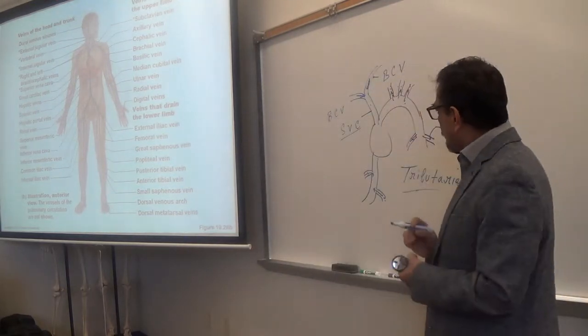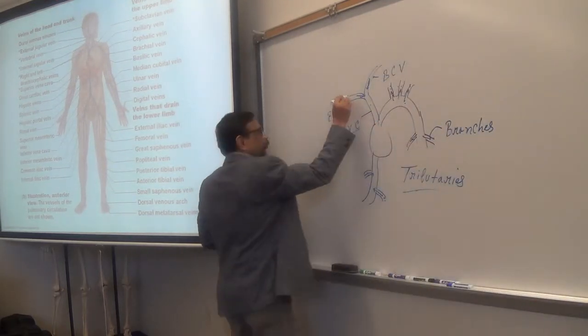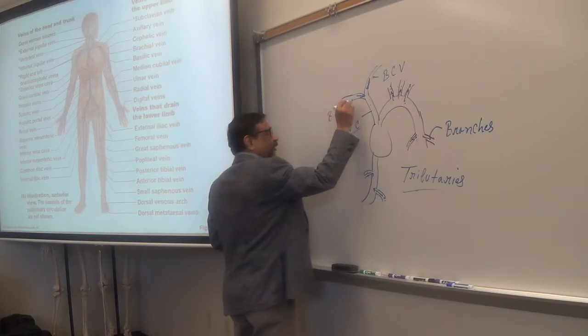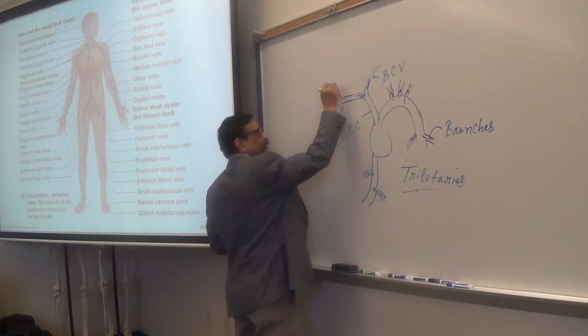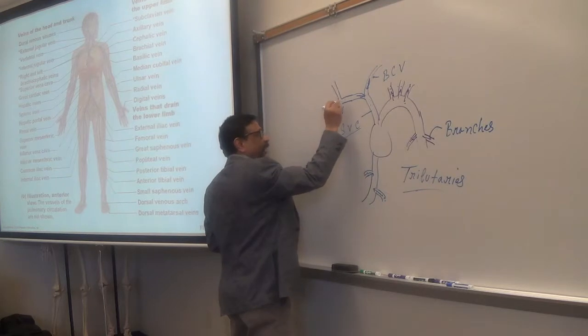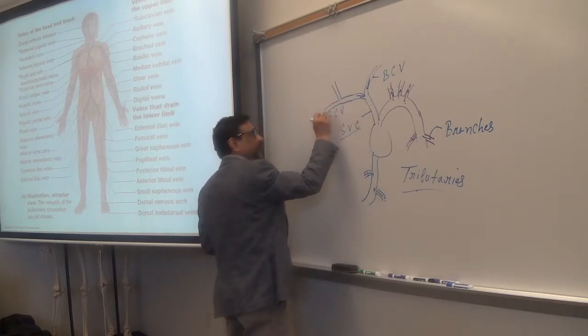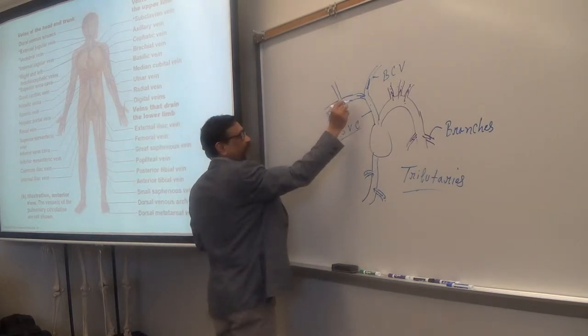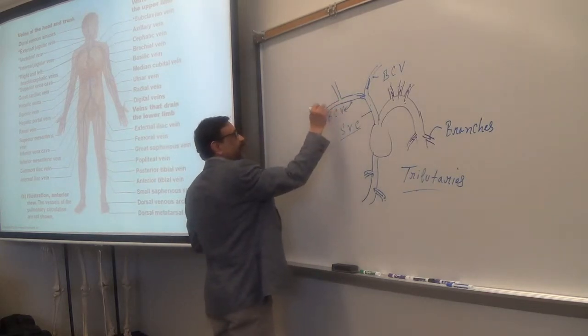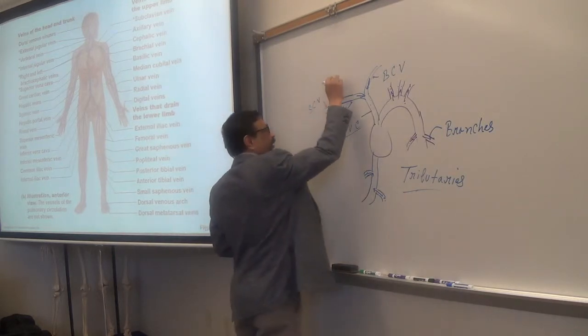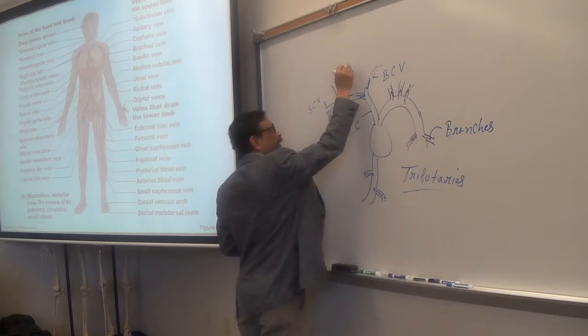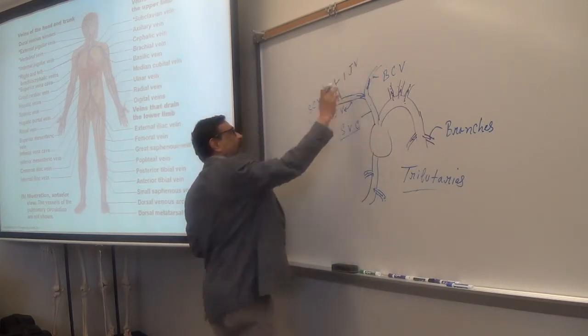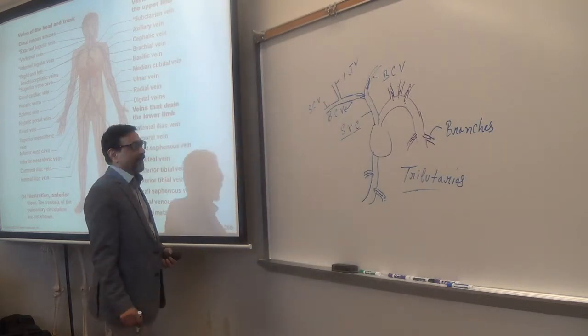Then, brachiocephalic vein receives blood from two large veins. One is subclavian, so this is brachiocephalic, this one. This is called subclavian vein, and this is internal jugular vein. Okay? So subclavian and internal jugular.